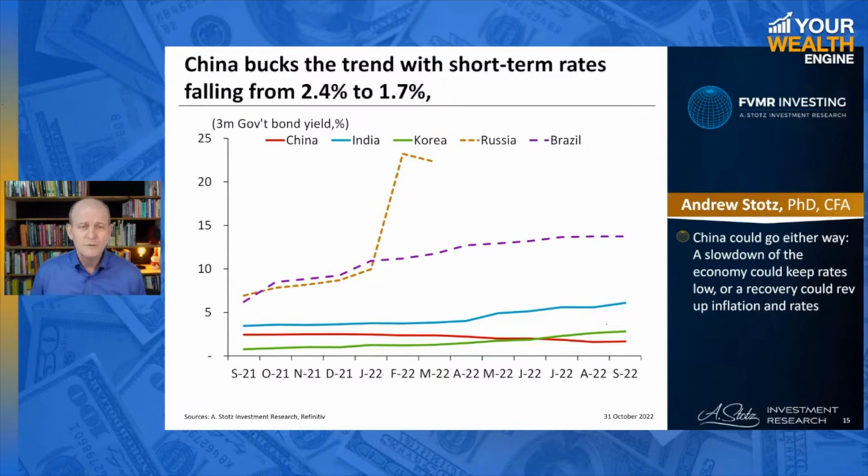China bucks the trend with short-term rates falling from 2.4 to 1.7. China could really go either way. It's a difficult one to call right now. We have a slowdown of the economy and it could keep interest rates low, or a recovery could rev up inflation and demand and interest rates. It's very hard to call right now, but I would say that we're probably still in a low interest rate environment.